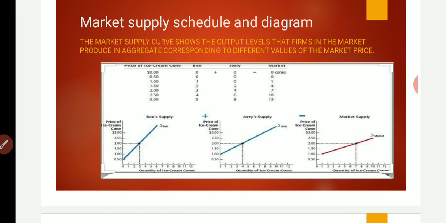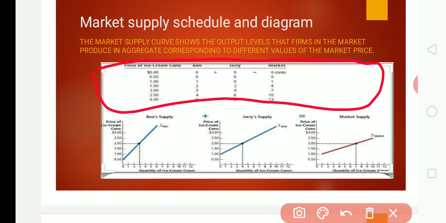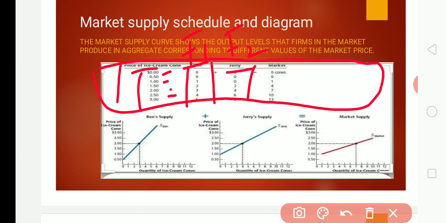So for market supply, the schedule is given. Under this schedule, we cannot take all the sellers and all the producers. The price is given in the first column, and the second column indicates, for example, firm 1 and firm 2. The names given are Ben and Jerry. These are different producers. The prices given for the commodity are 0, 50, 1, 150, 2, 250, 3.